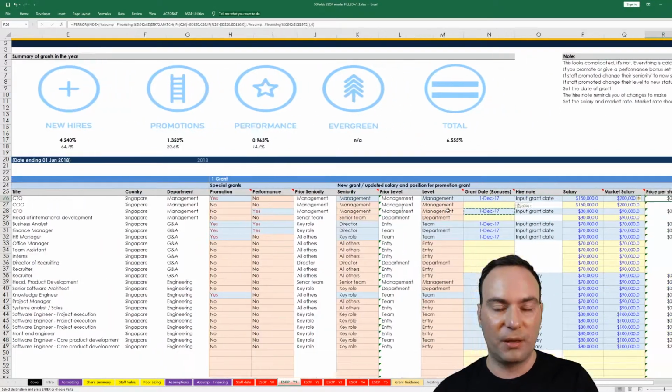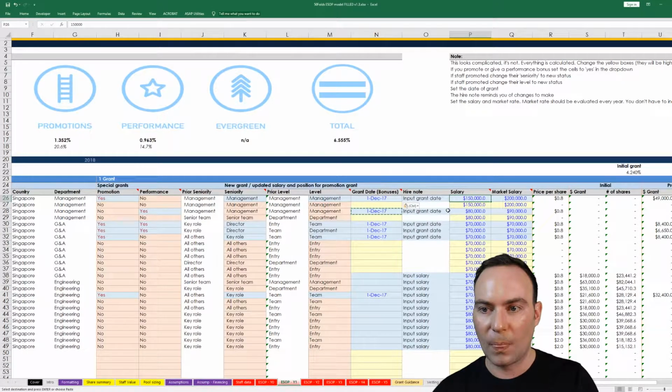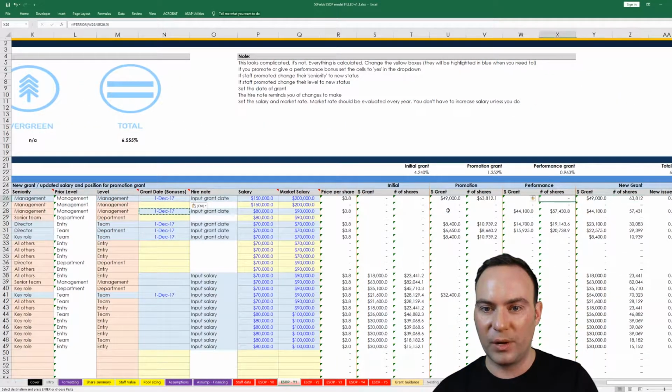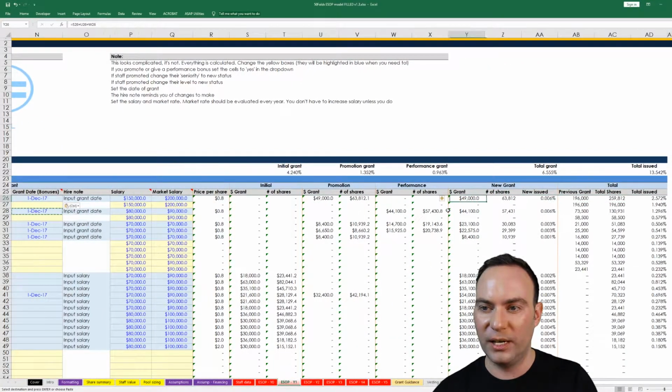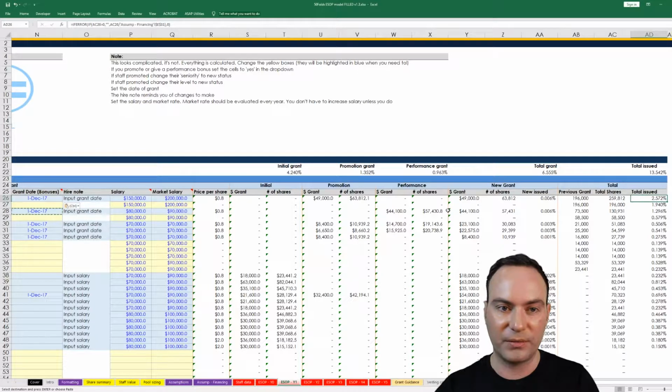Salary, whatever. She's getting paid what she was before. So that promotion grant is worth 49,000 bucks. She's getting 63,000 of the shares, which means that her total amount is 2.572% now. Now let's pick someone random here.